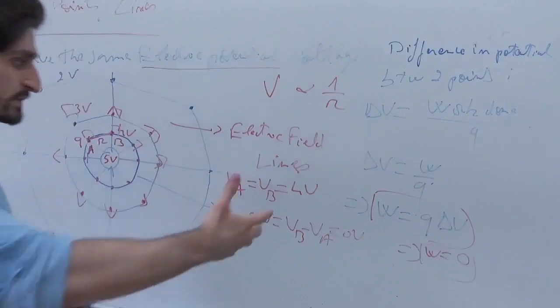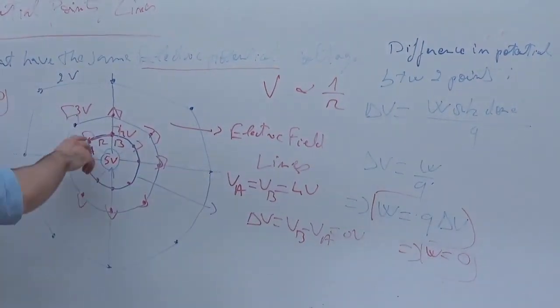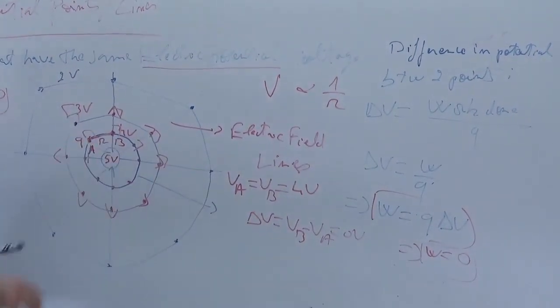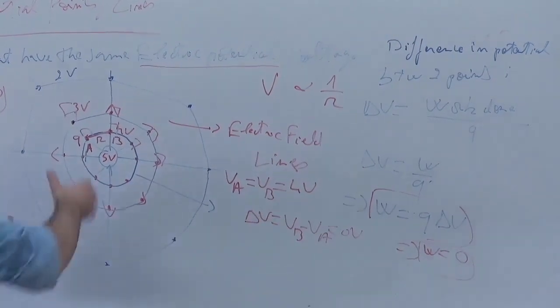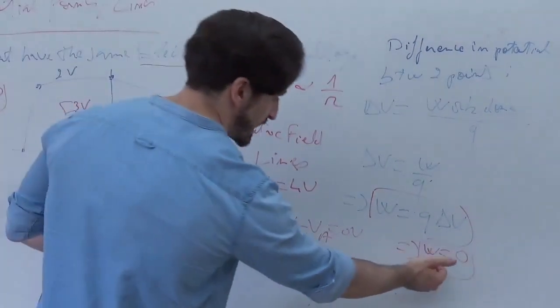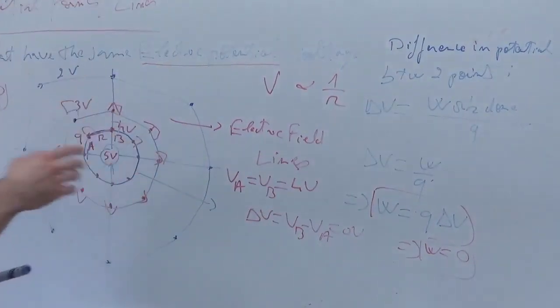And therefore, we have proved that the work done on a charge to move the charge along the same equipotential line is actually equal to 0. That would be the first property.